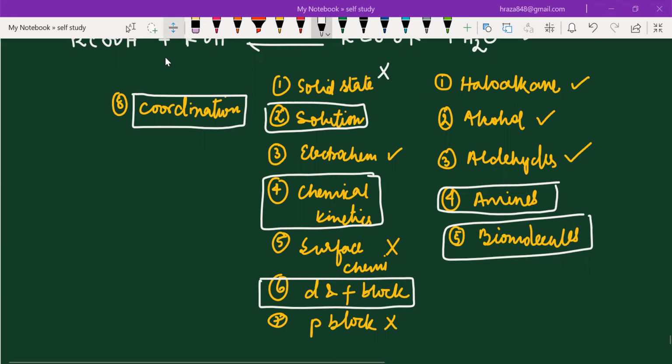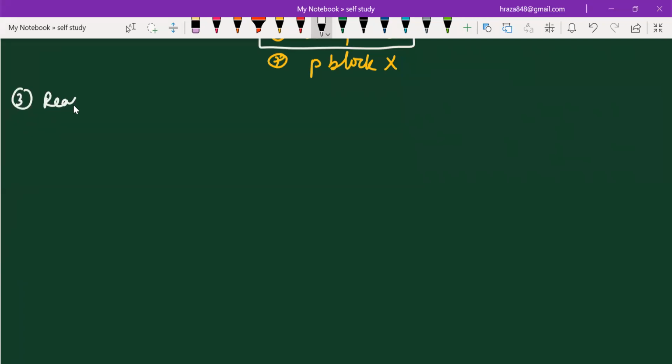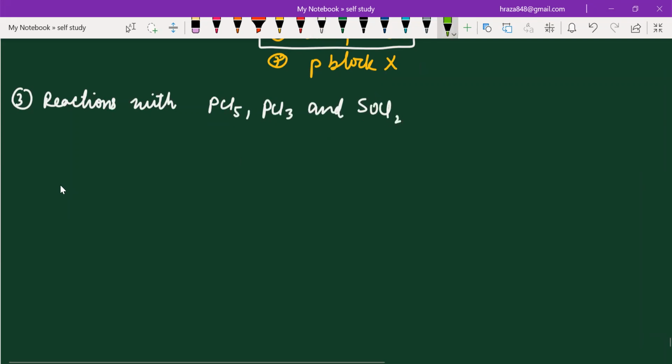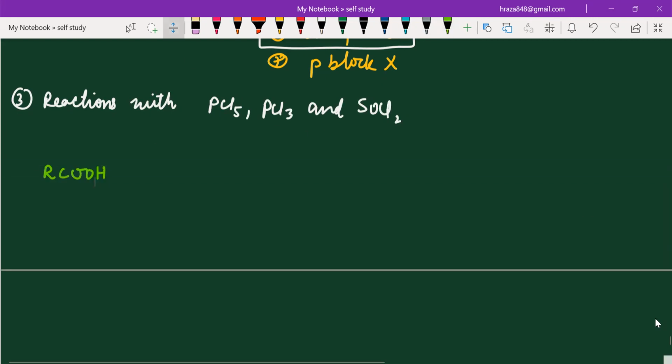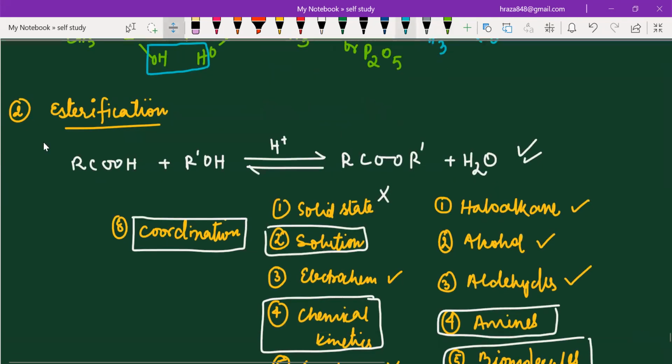Okay, so let's get to the next chemical reaction, that is reactions with PCl5, PCl3, and SOCl2. It's very easy. Sir, esterification we didn't complete it, right? Yeah, we completed it, because you have already studied it in alcohols also. When carboxylic acid reacts with alcohol in the presence of acid, you get ester.